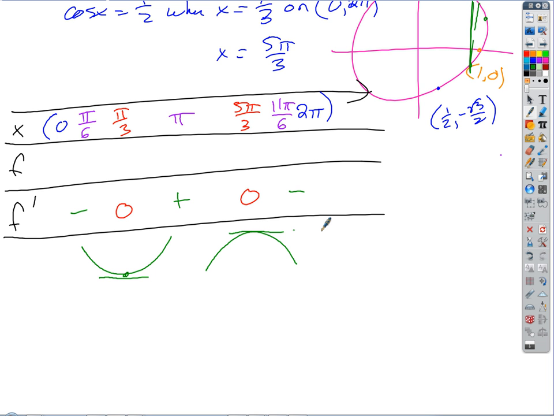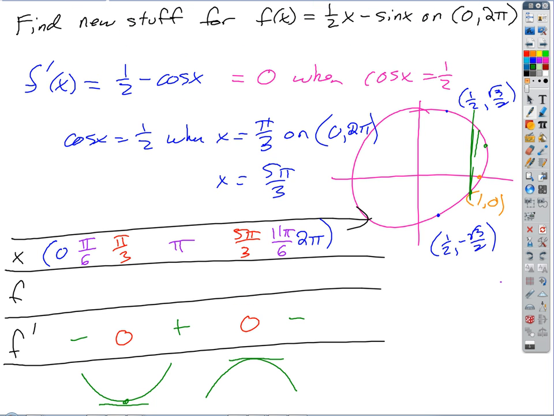But is it like pi over 3? So what was the question asking on this one? You're probably going to get asked, what are the points where you get relative extreme values? Pi over 3. So it's going to be at x equals pi over 3, and y equals whatever I get when I plug pi over 3 into my original function.